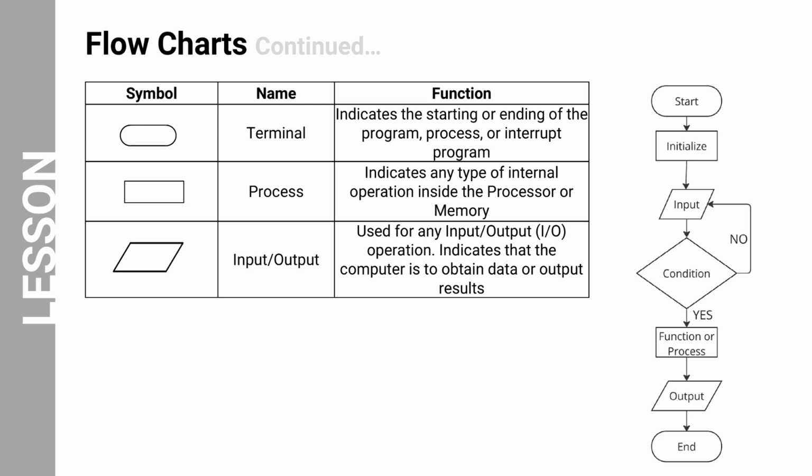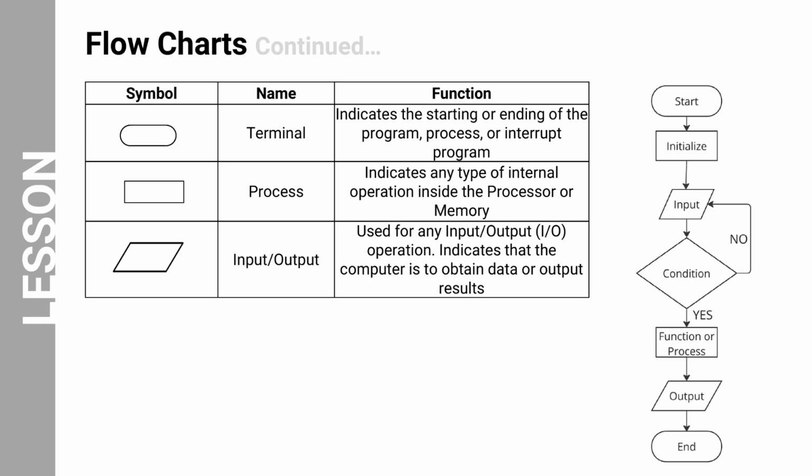When building flowcharts, it's helpful to use a standardized set of symbols to represent different actions, processes, and decisions within the algorithm. The following chart outlines some of the most common symbols and their meanings. The terminal symbol, represented by an oval or rounded rectangle, marks either the beginning or end of a program, process, or interrupt program. It clearly indicates where the flow starts and terminates.